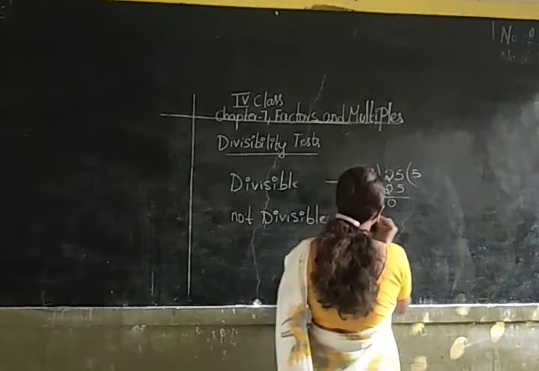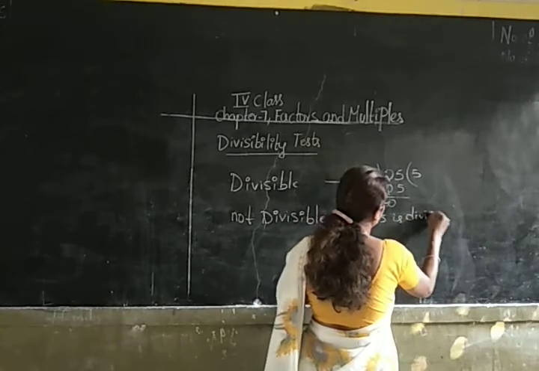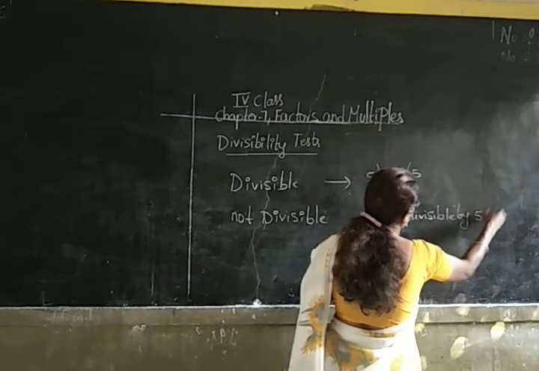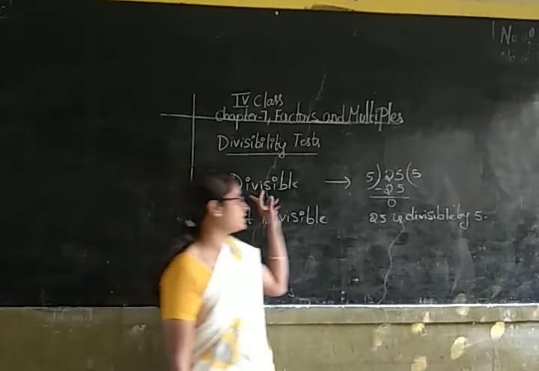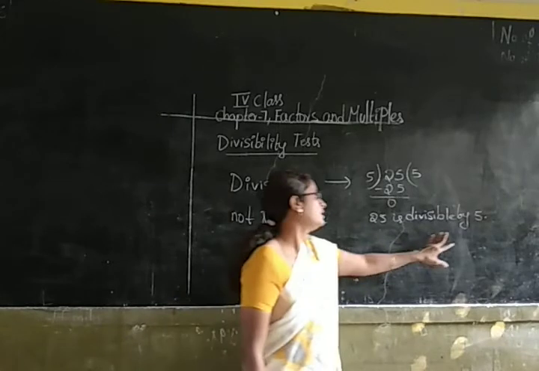So here 25 is divisible by 5. Divisible by 5. Did you understand, children? The meaning of divisible means you should get a 0 remainder. Then only you can say that the number is divisible.